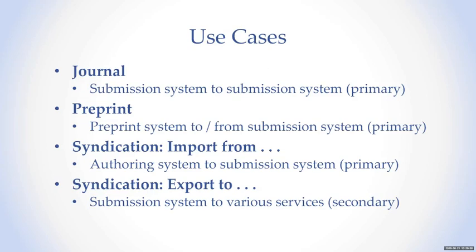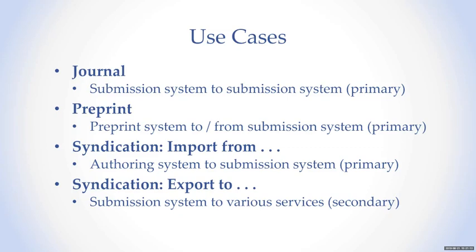So, as in all projects, it's usually helpful to first look at the use cases. What problems are we trying to solve? And we have four use cases. Three fall into the primary category and one is a secondary use case. So submission system to submission system, that's probably the one we think of first. So if it's going from Editorial Manager to eJournal Press or to ScholarOne or to Bench Press or HighWire Press, it should be able to be transferred using the same package.